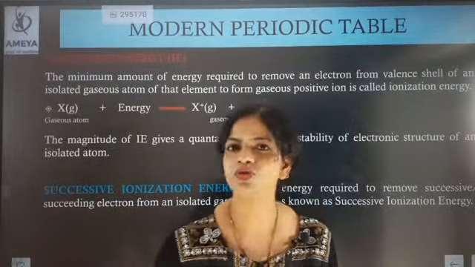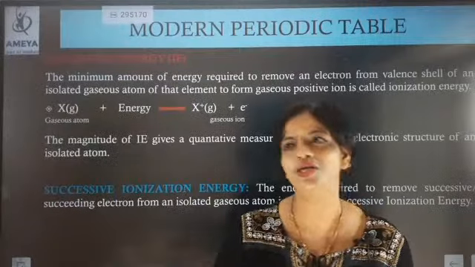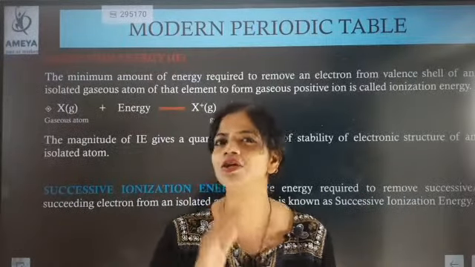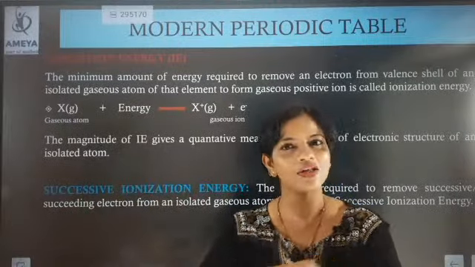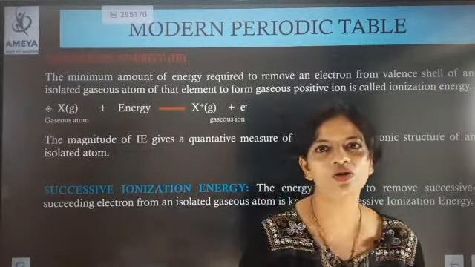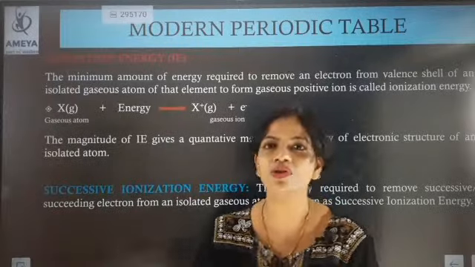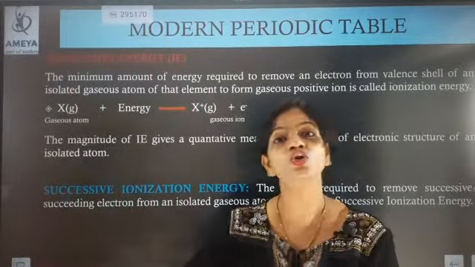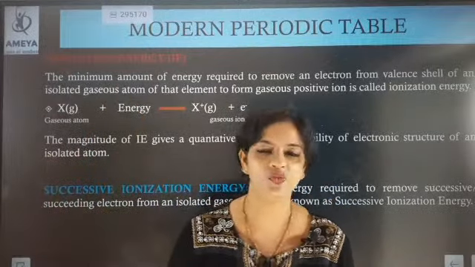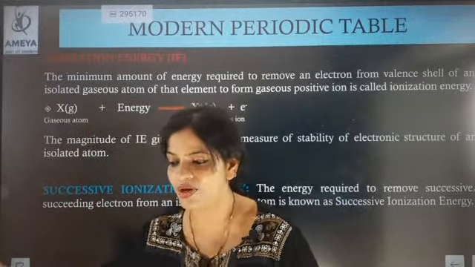So this is the most important point: ionization energy also deals with the stability of the ion. You cannot keep on giving energy and taking out electrons, because every time you take one electron, the energy given should be higher than the previous one.